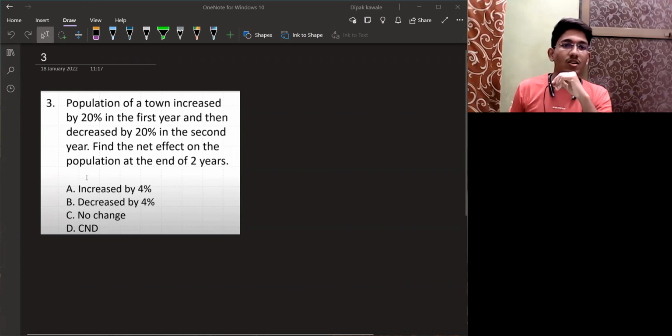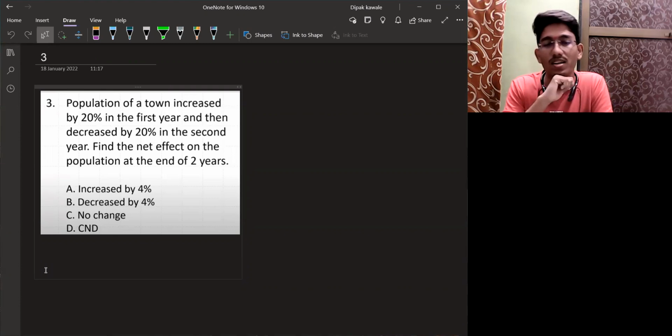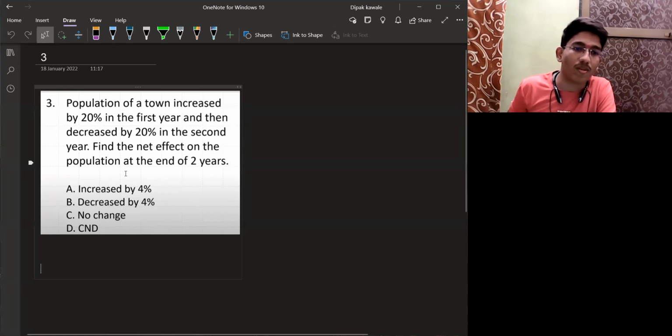Okay guys, so population of a town is increased by 20% in the first year and then decreased by 20% in the second year. Find the net effect on the population at the end of 2 years. The formula is x square by 100%. What is here x? X is 20. What is 20 square? Square of 20 is 400. 400 divided by 100 is 4. That means it is decreased by 4%. That is our option number B.